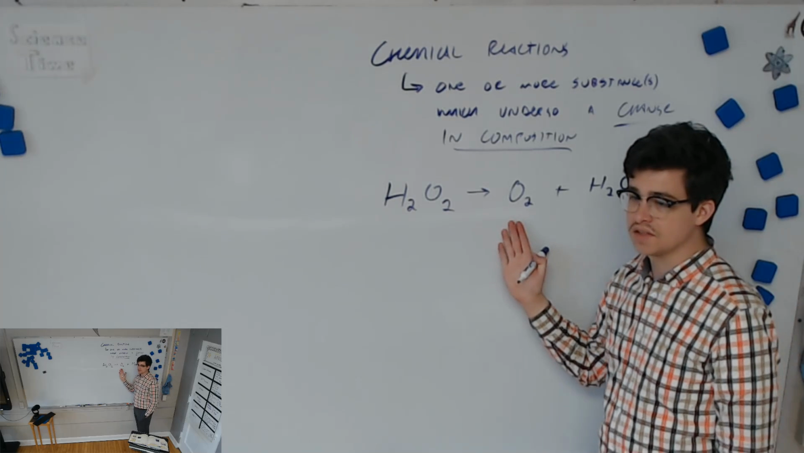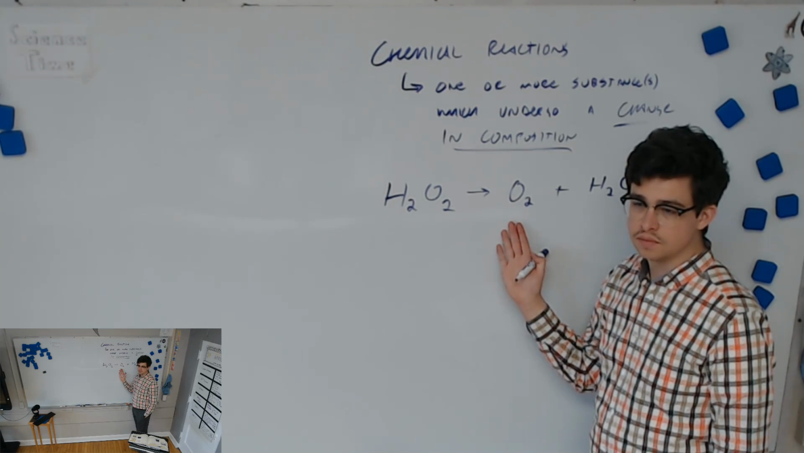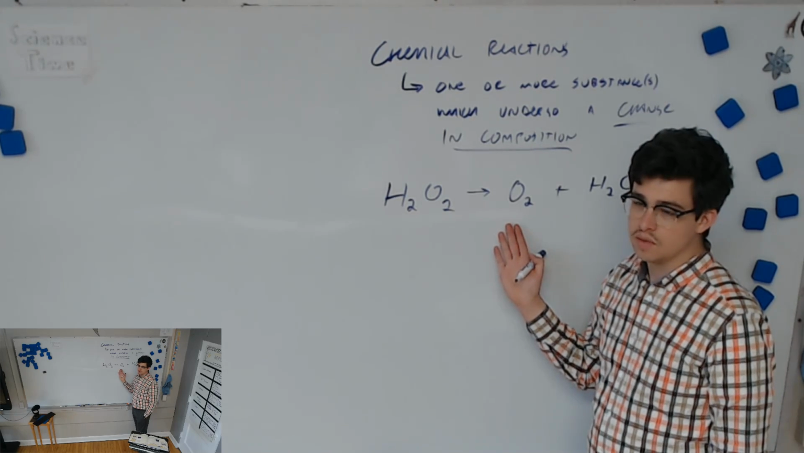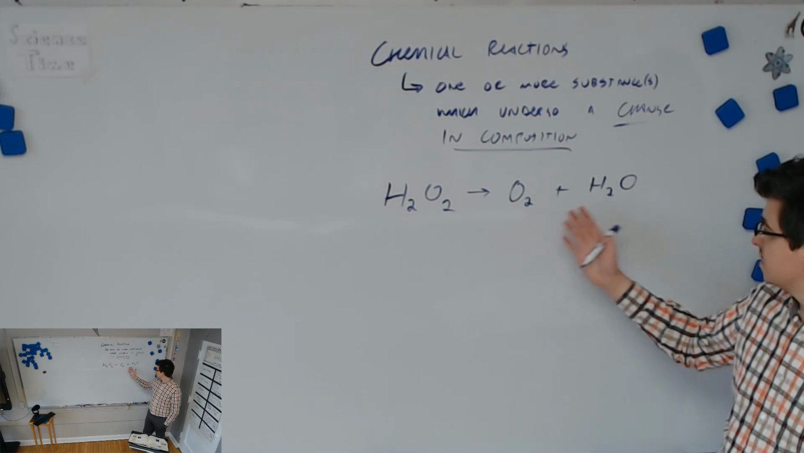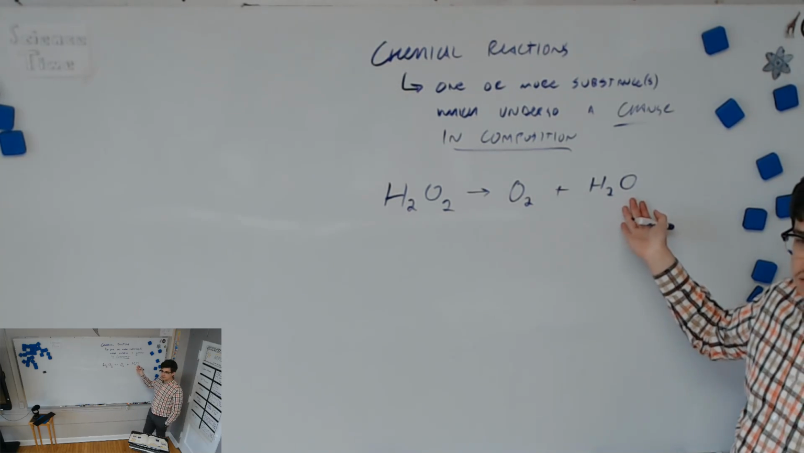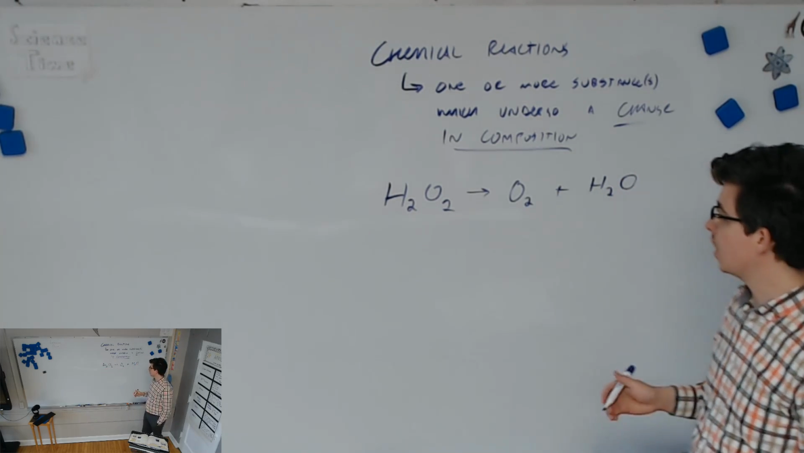What are the properties of oxygen? It's a gas at room temperature. Bluish, not flammable. Primarily a gas, and then water is a liquid, colorless, odorless, tasteless. It's different from hydrogen peroxide.